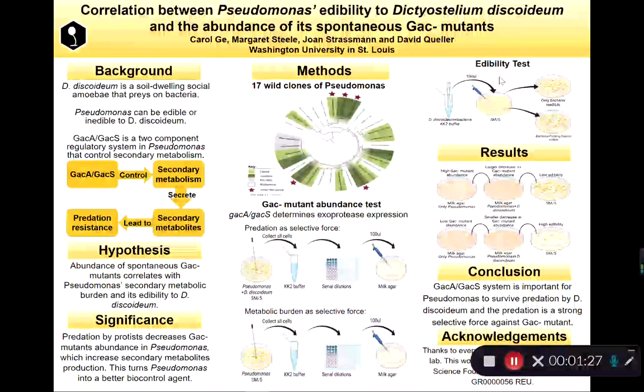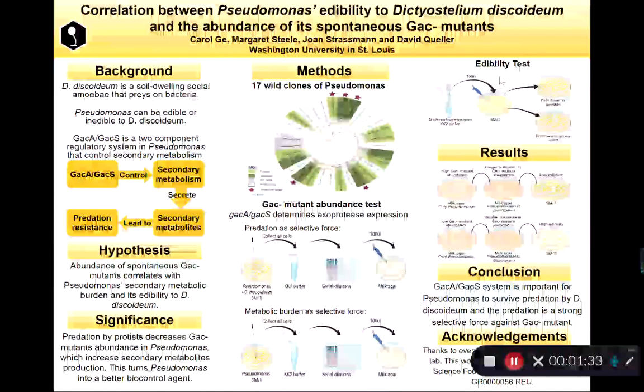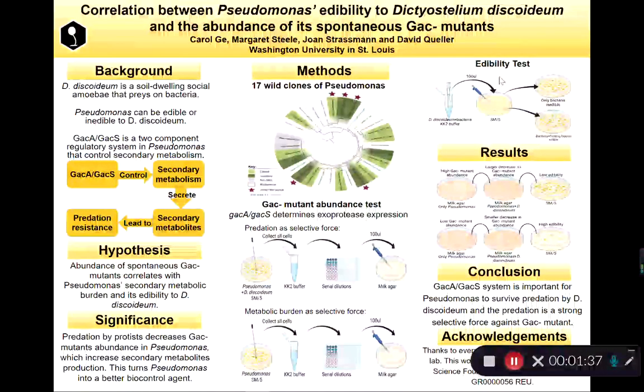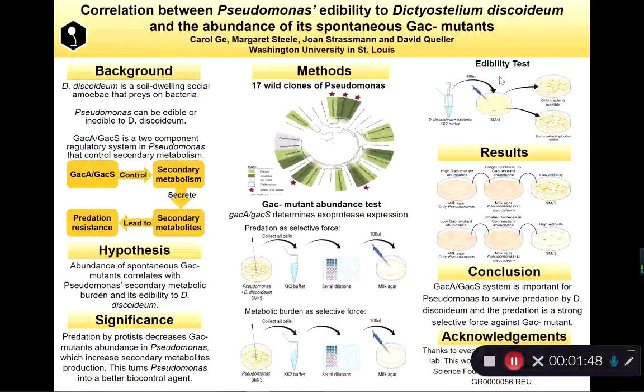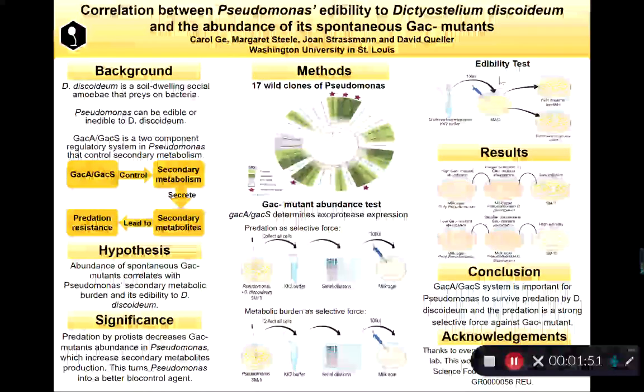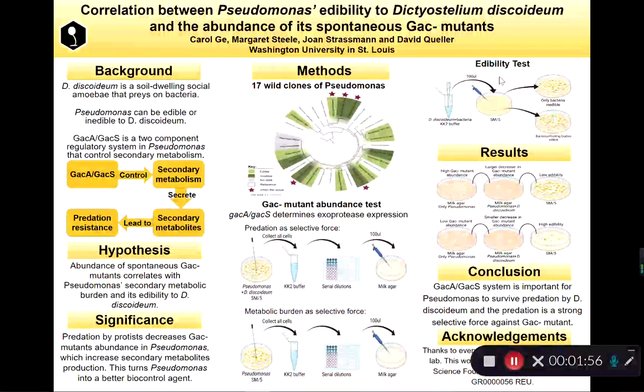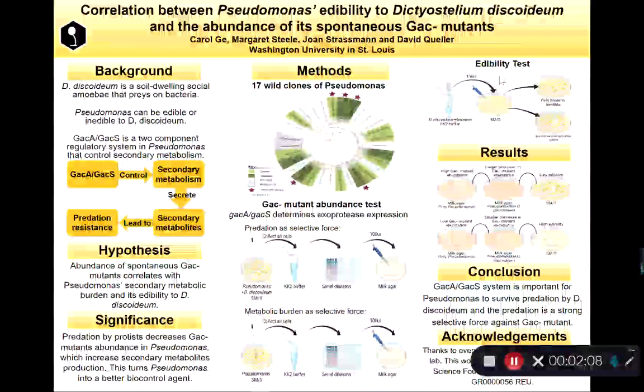This gene controls the secondary metabolism, and that secondary metabolism can secrete secondary metabolites, which include antibiotics and many other different chemicals. These secondary metabolites can help bacteria like Pseudomonas resist predation by dicty. So basically, secondary metabolism is a very useful and important component of bacteria to help them compete with each other during natural selection and avoid predation.